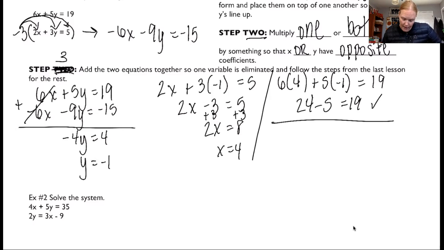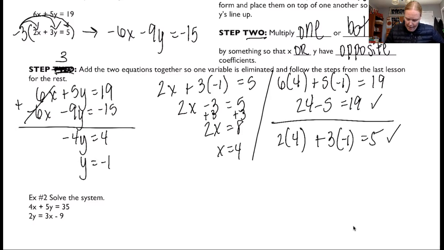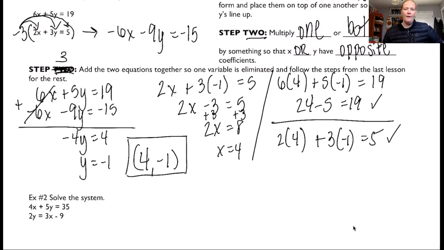And then my second one is 2 times 4 plus 3 times negative 1 equal to 5. I can just see that one by looking. It does. Therefore, the solution to the system is the ordered pair 4 comma negative 1. And that is where the two lines intersect on the coordinate plane. All right, good job. Okay, let's do one more example where we have to manipulate both equations.